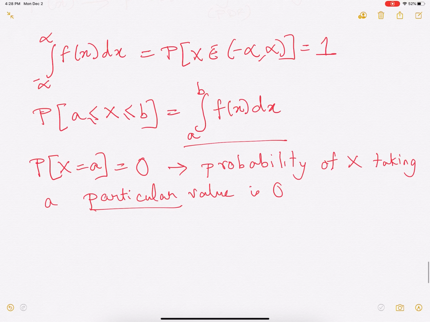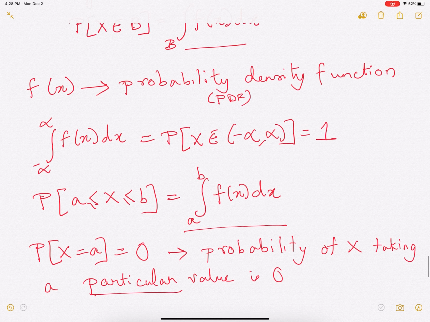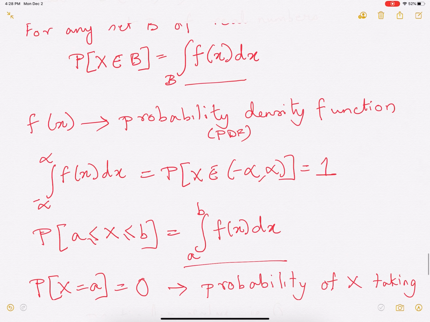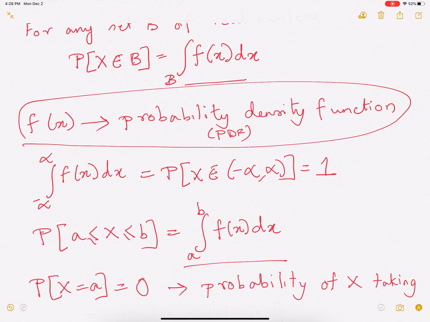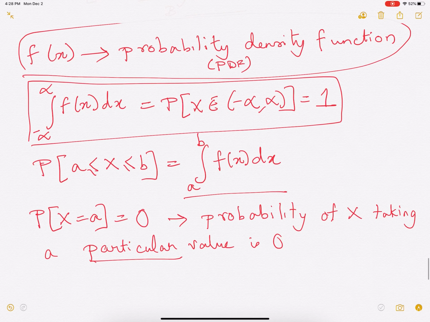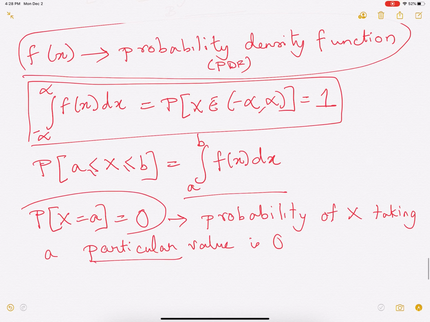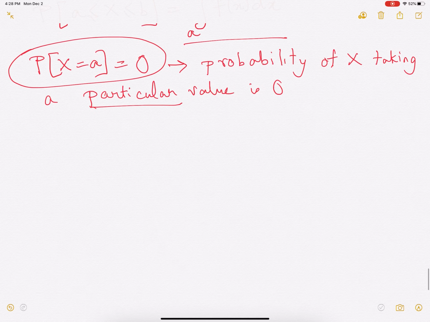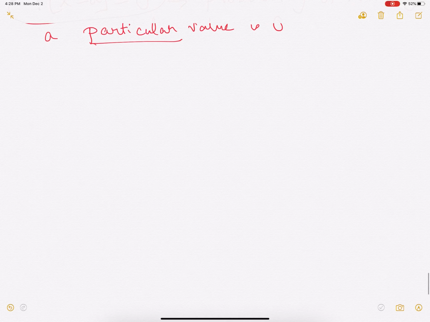So what have we studied so far? We looked at what a continuous random variable is. We studied probability density functions, which is PDF. Then we looked at how the probability should add up to 1. And then we studied that the probability of x taking a particular value is 0. So these are the things that we've studied so far. Now what are we going to study? We're finally going to talk about cumulative distribution functions, or CDF.